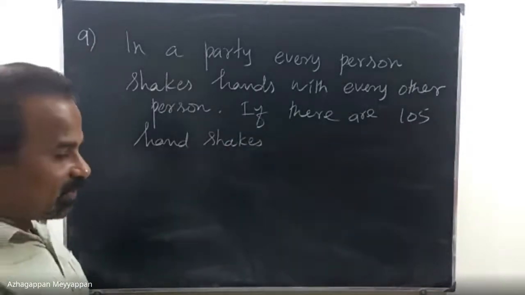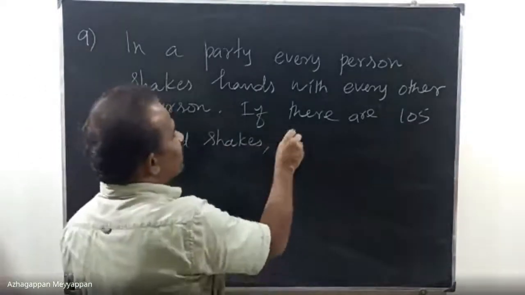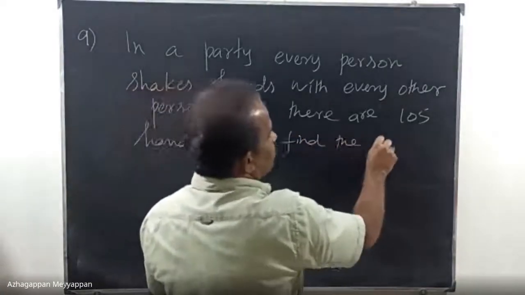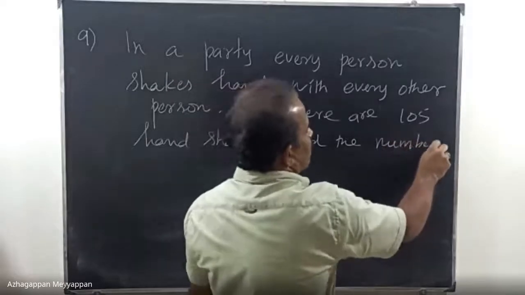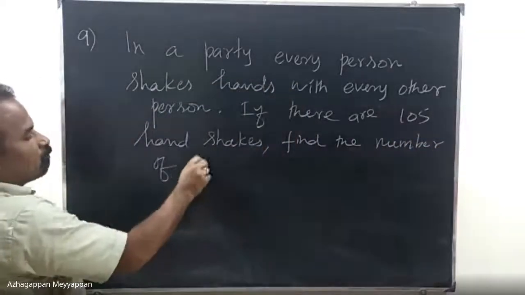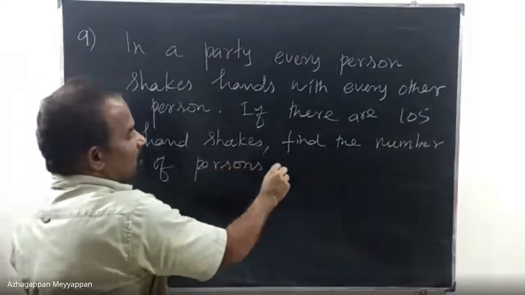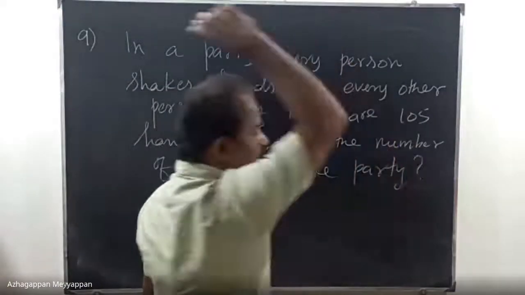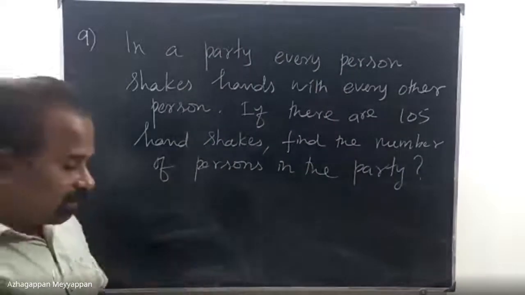105 handshakes. Find the number of persons in the party. Okay.